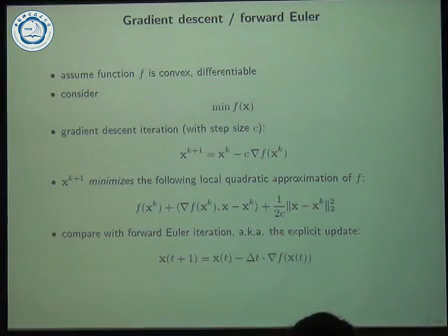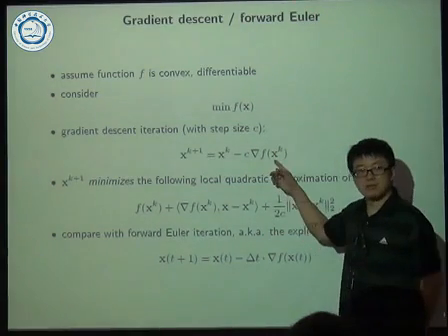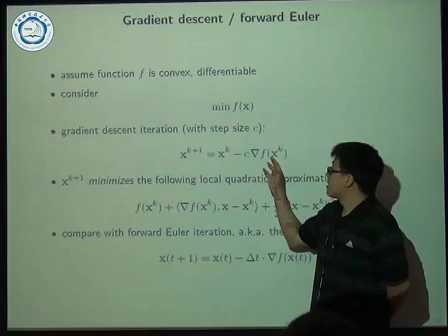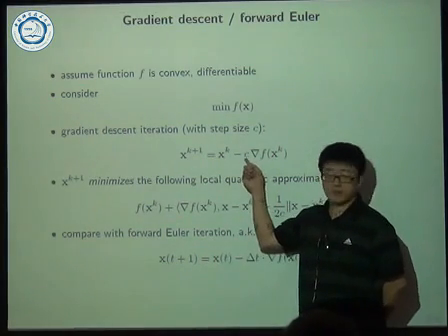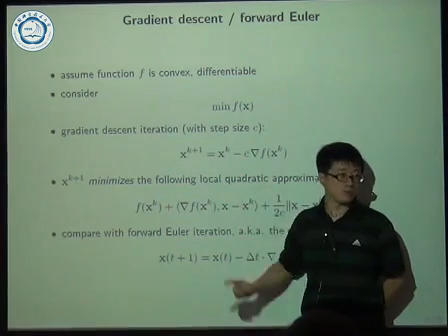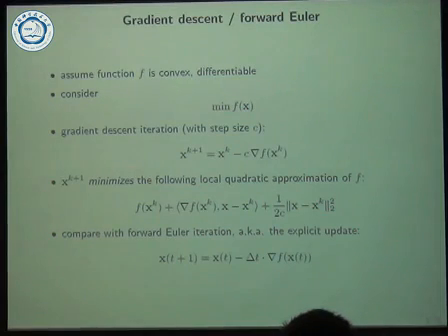Now, the simplest algorithm is the gradient descent iteration. It does the following. Suppose you're at a current point xk. You take the gradient of f at xk, and then look at the negative gradient direction. Make a step, see the step size, and move along that step and get the new point. This is the gradient descent.